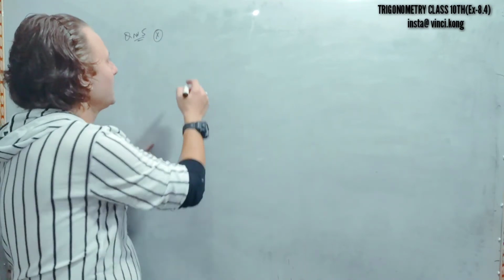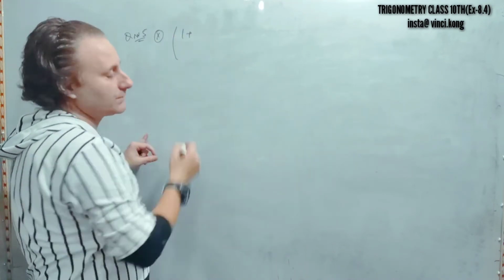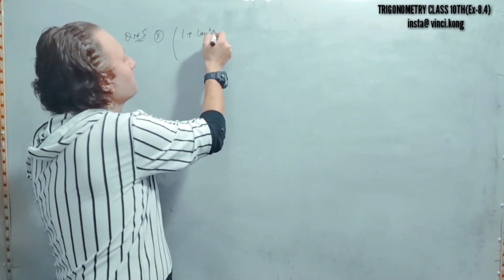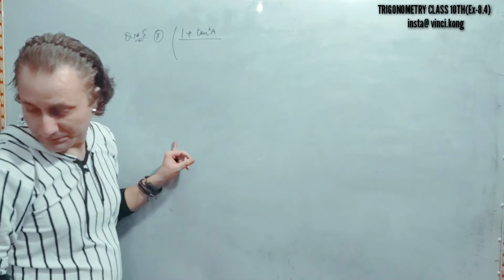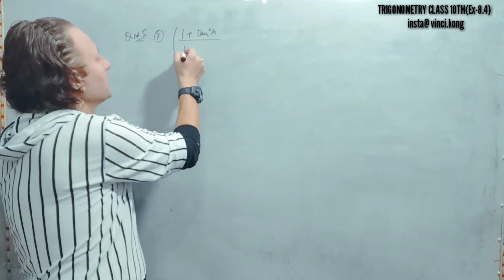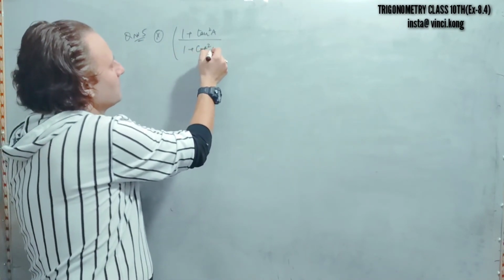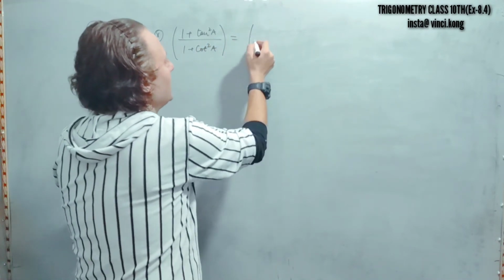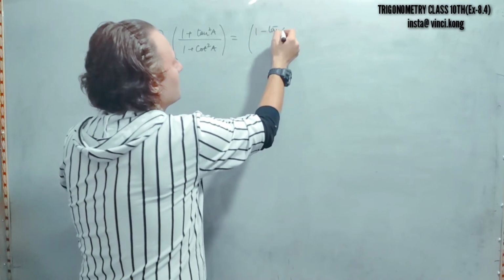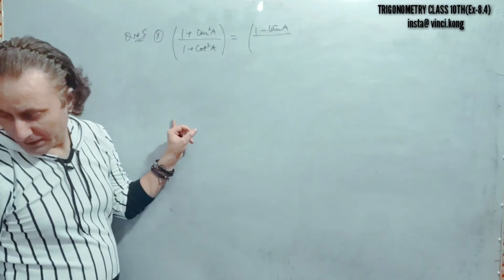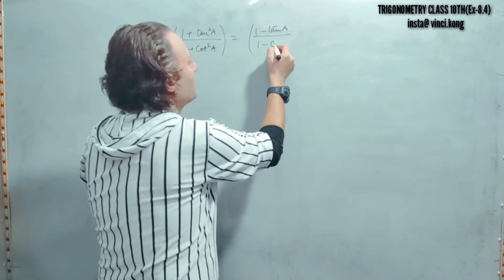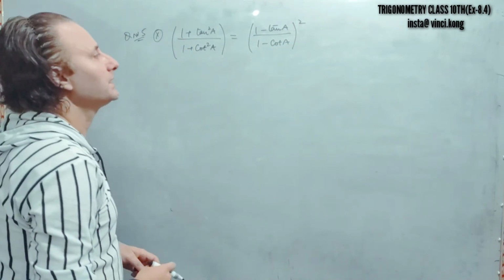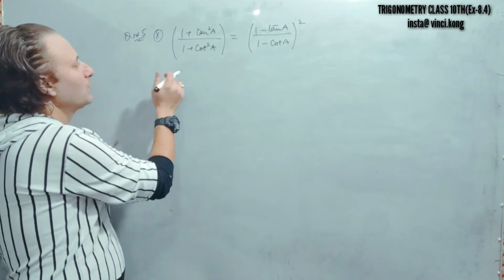So now what do I have? I have (1 plus tan square A) upon (1 plus cot square A) is equal to (1 minus tan A) whole divided by (1 minus cot A) whole square. Okay guys, let's take this one.